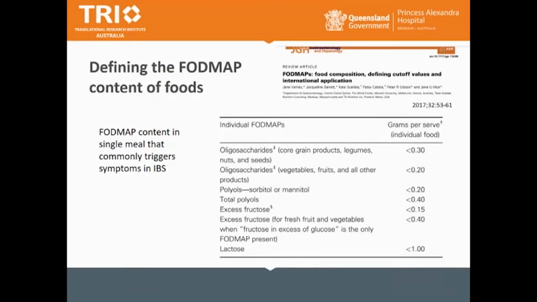And so you can see here from this table, using lactose as an example, a product that has less than 1 gram of lactose per serve would be considered low lactose. But for polyols, less than 0.4 grams of polyols in a food is going to then mean that it's a low FODMAP food. So just to show that there is work that has been done to define the FODMAP content of foods, and this is used around the world to then provide patients with suitable and unsuitable food lists for them to consume while they're following the diet.